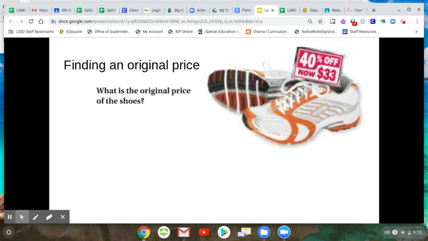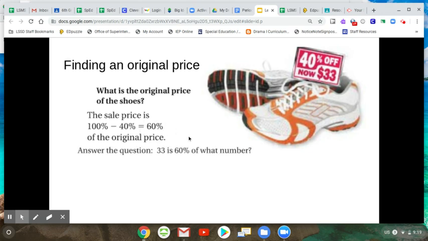So the next type of problem is when you want to find the original price. How much did these shoes cost originally? I know that they are 40% off now, and now they only cost $33. So first step, I need to figure out how much I'm actually paying for the shoes with that $33. So I'm going to take 100% minus 40%, and I find out I'm actually paying 60% of the original price. That's a really important step, and a lot of people forget it, so please make sure you do that.